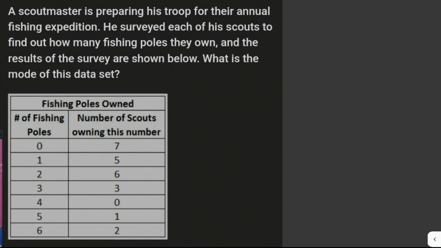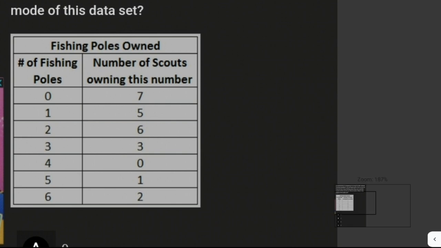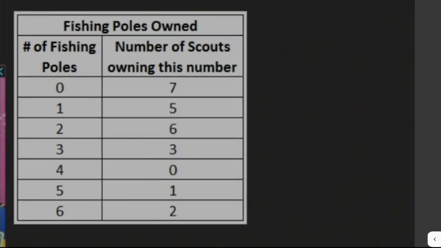Okay, how are we going to find the mode? The mode of the data is the number that appears the most often. So in this case, we're given the table. The first column is the number of fishing poles, and the second column is the number of scouts owning this number. So for 0 fishing poles, like none, we have 7 scouts here. And then for 1 pole, 5.